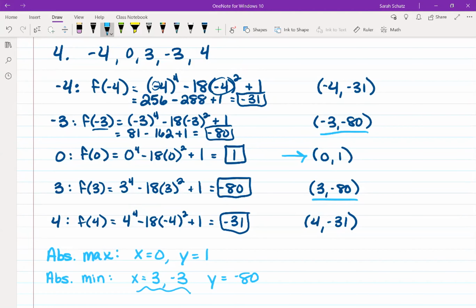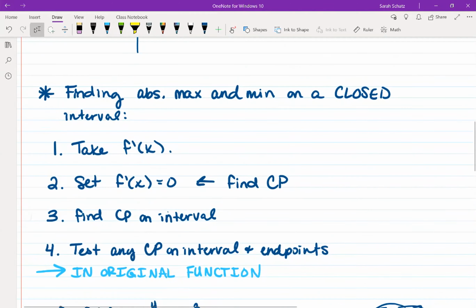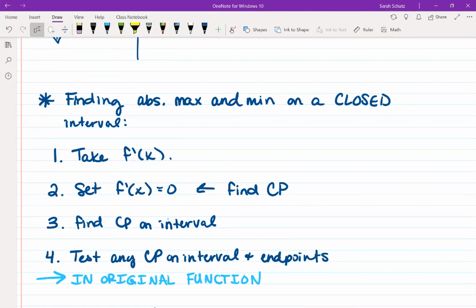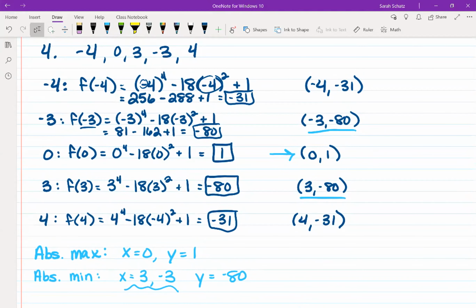But that's all there is to it, guys. We followed the steps, and that's what you're going to do on each of these problems, is follow these steps right here, making sure you're testing in the original function, which we did, and then after that, you're just comparing numbers. Hopefully we can do greater than and less than, right? So this is what your closed interval absolute max and min questions are going to look like.